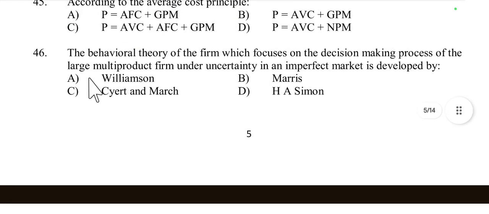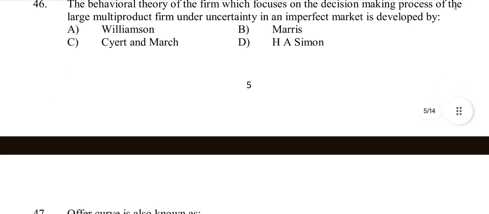Then question 46. The behavioral theory of the firm, which focuses on the decision making process of the large multi-product firm under uncertainty in an imperfect market, is developed by Williamson, Morris, Cyert and March, or H.A. Simon. So it is given by Cyert and March, because the behavioral theory of the firm was given by Cyert and March.